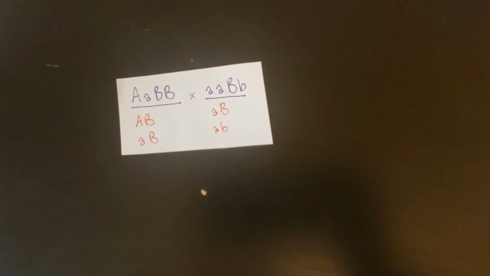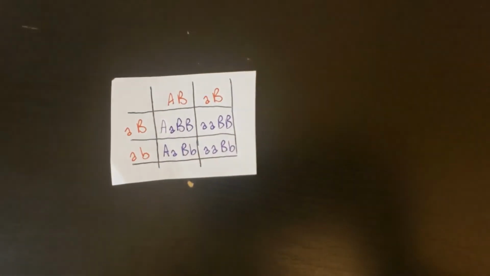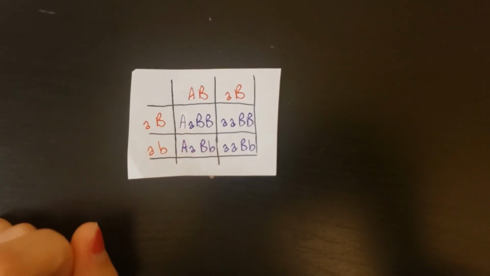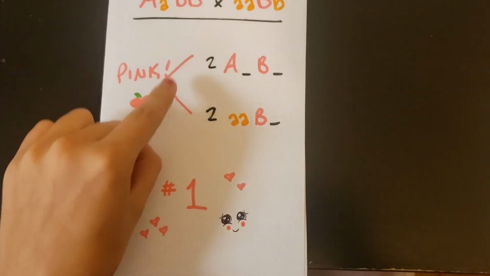So let's look at a different genotype combination. These are allele combinations, a little bit different this time, not as many. And when we put them into a cross plot, we get these allele combinations in the F2 progeny, which gives us this ratio, and we're just going to have pink.